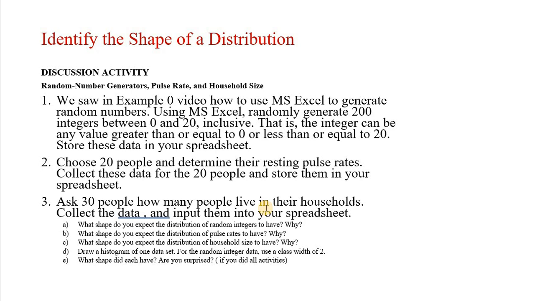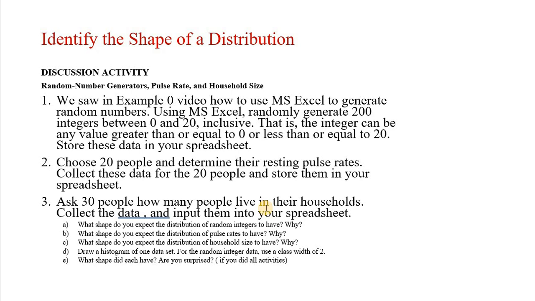Activity number 2, choose 20 people randomly and determine their resting pulse rates. If you're a nurse in the health sector or plan to be a nurse, you could do this activity if that is something that interests you. Collect these data from the 20 people and store them in your spreadsheet.